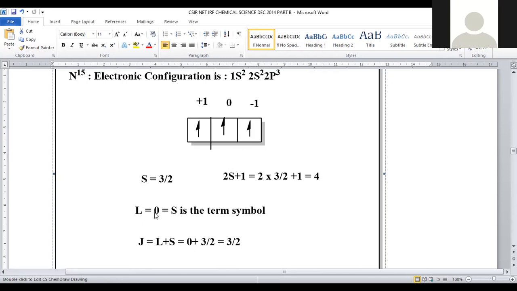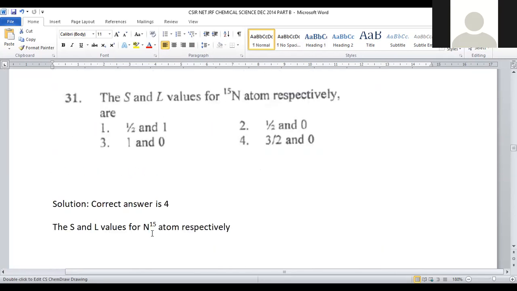Then the L value is 0. Since L is equal to 0, the term symbol will become S, but that is also not required. They are only asking what S is and what L is. S will be 3/2, L will be 0, right? So S will be 3/2, L will be 0, provided in option number 4. For question number 31, option number 4 will be the correct answer.